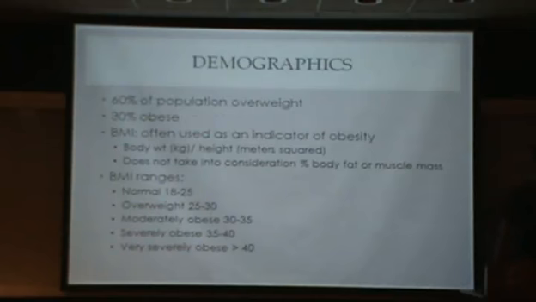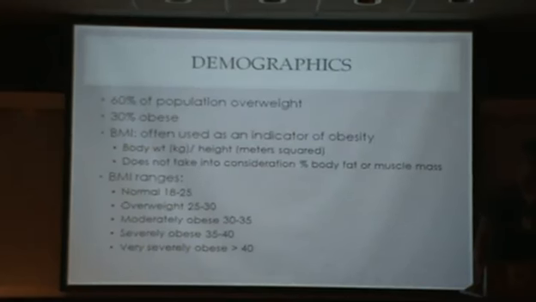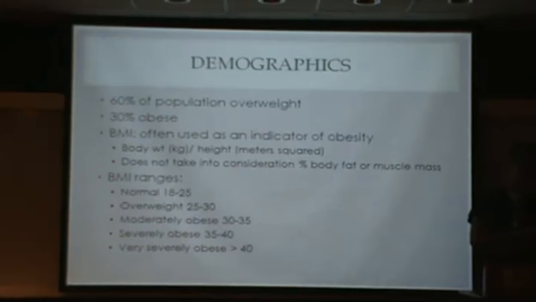Go through some demographics. About 60% of our population is overweight, 30% is considered obese. We often use BMI as an indicator for obesity, which is weight in kilograms over height in meters squared. It's not the best indicator. It doesn't take into consideration percent body fat or muscle mass, but it is often used. Some BMI ranges you can read below. Essentially normal is less than 25, and once you get above 30, you're into the obese range.